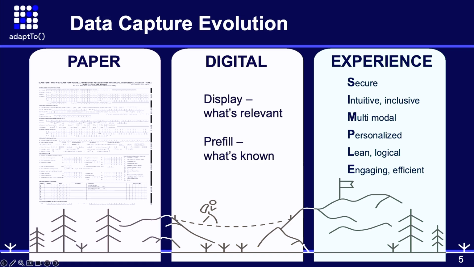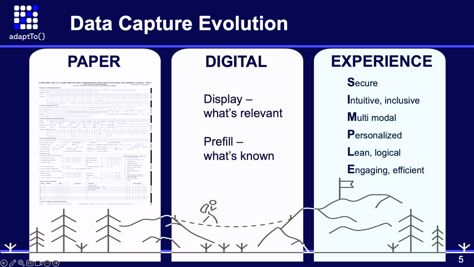If I don't have a spouse, I don't get a spouse information section. And pre-fill with what's already known. So if I'm a logged-in user, you have the ability to pre-fill the data. But is that sufficient in this rapidly changing world? No. So we need experience. And there is a very simple formula for that.